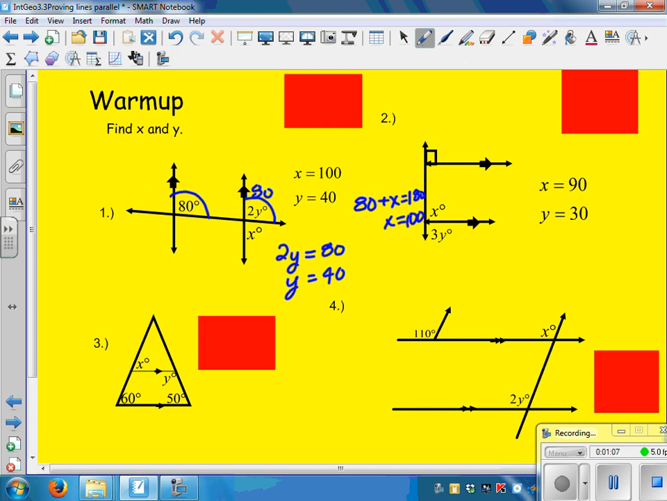So we have 80 plus x equals 180, or x is 100. All right, anybody have questions on number 2? Number 2. Number 3, 60 and 130. Raise your hand if you need to see the explanation for number 3.